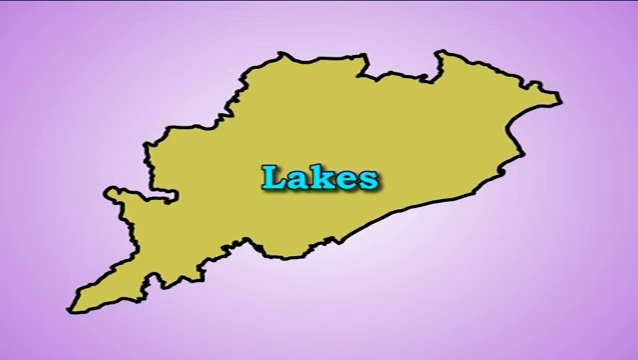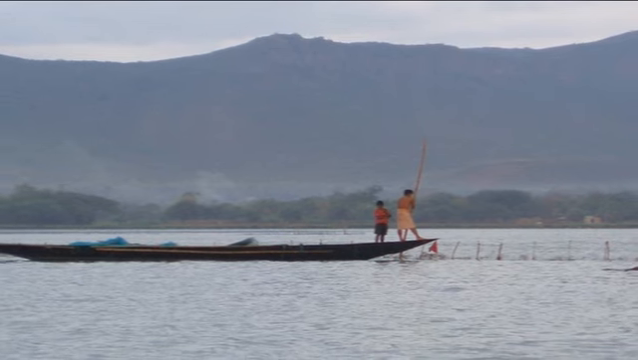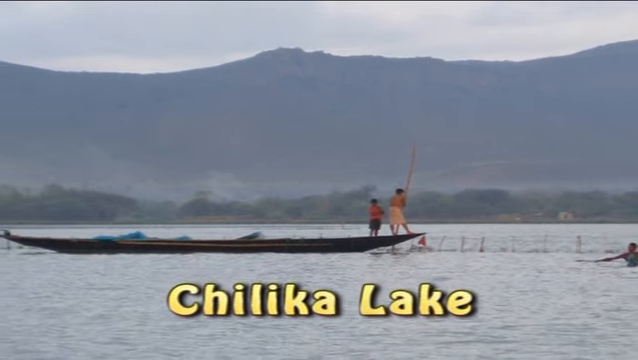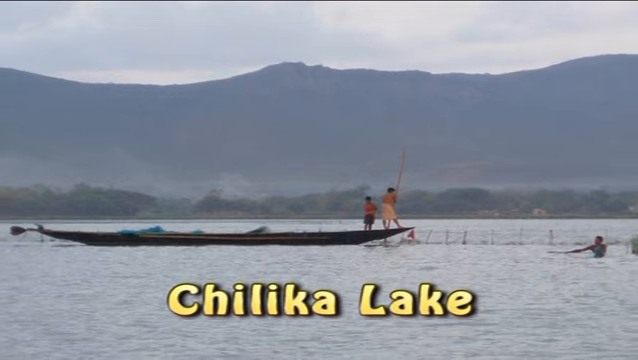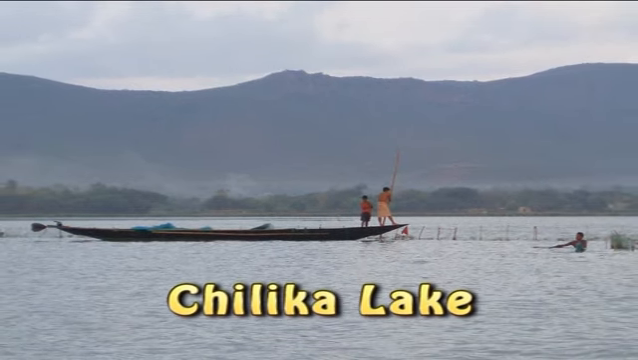Coming to the lakes. The Chilika Lake is a brackish water lagoon located on the coastline in the southern part of Odisha. During monsoon, its salinity declines to a minimum. However, in winter, its salinity increases due to the overflow of the tidal water through the narrow opening from the Bay of Bengal.